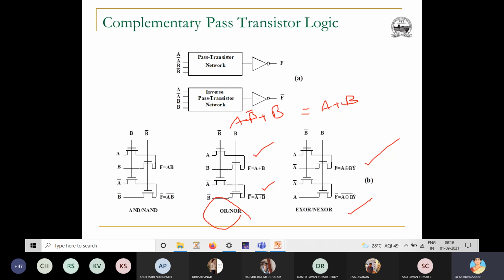Are you getting it? Hello. Yes, ma'am. So this is regarding complementary pass transistor logic.